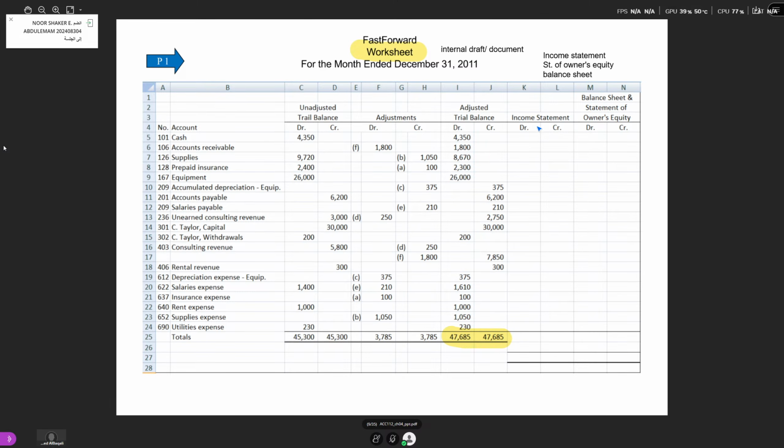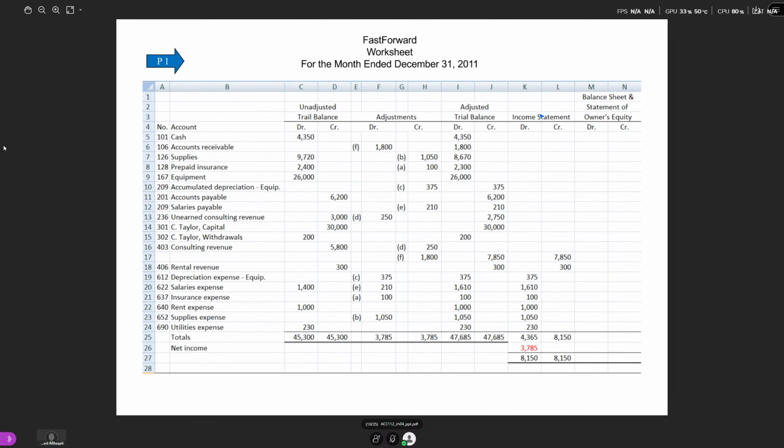In the income statement, what items do we see? Revenues and expenses. So in the income statement columns, we will see all of our expenses, obviously on the debit side, and on the credit side, we will see all of our revenues, because revenues are credit and expenses are debit. On the balance sheet and the statement of owner's equity columns, we will see the items that are presented on the balance sheet and the statement of owner's equity. So assets, liabilities, owner's withdrawals, and owner investments.